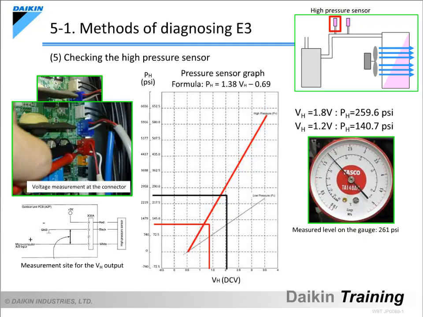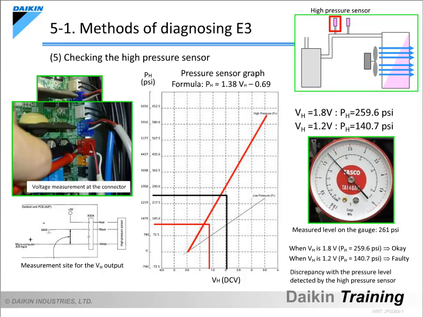If the gauge reads 261 psi, for example, it corresponds with the pressure level detected by the pressure sensor when the VH is 1.8 volts. In other words, there is no problem with the pressure sensor, and you can proceed to the next item to be checked. When the VH is 1.2 volts, however, the level measured by the gauge and that detected by the pressure sensor do not correspond. This indicates a false detection of the pressure level by the pressure sensor, and the sensor must be replaced.